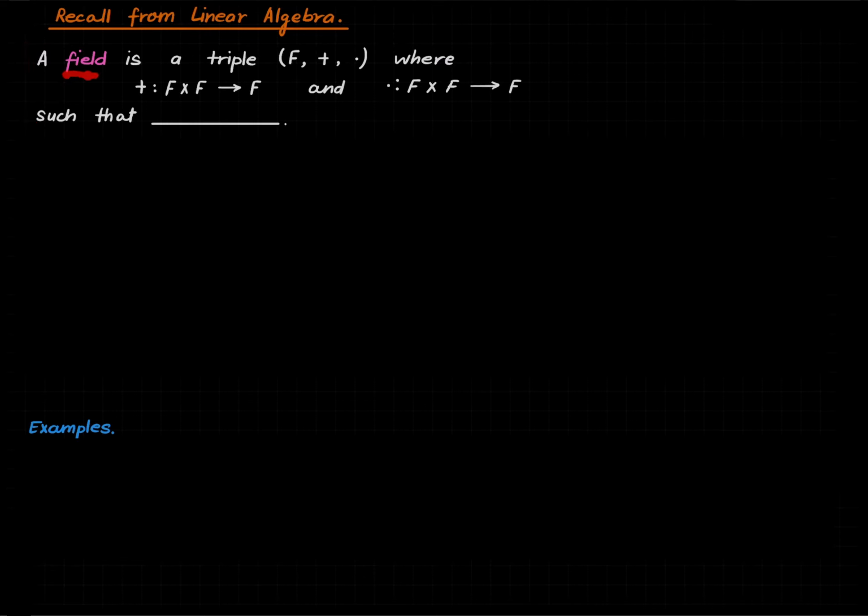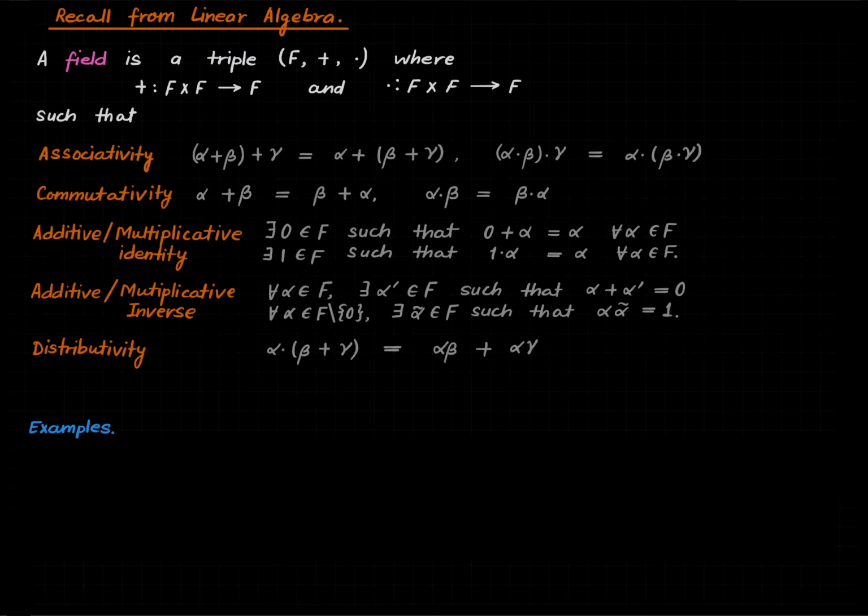So a field, as you must know, is a triple (F, +, ·), where F is a set, plus is an addition, quote-unquote, on F, which means what? Which means it's a function from F cross F to F, with certain properties that we will talk about. And similarly, this dot, or multiplication, is also a function from F cross F to F. So these two functions satisfy certain properties, which are what?